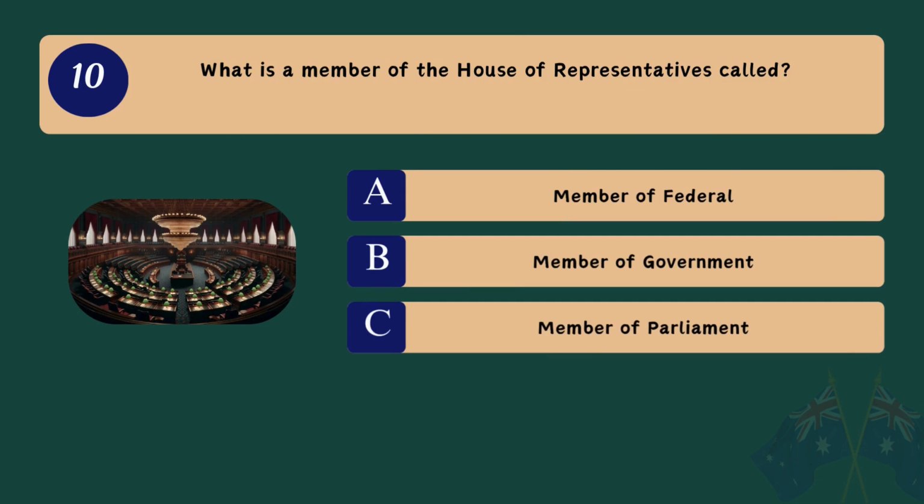Question 10. What is a member of the House of Representatives called? A. Member of Federal, B. Member of Government, C. Member of Parliament. Correct answer C. Member of Parliament.